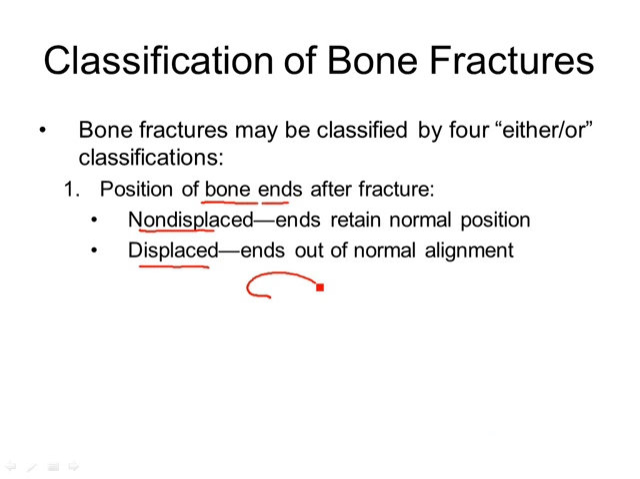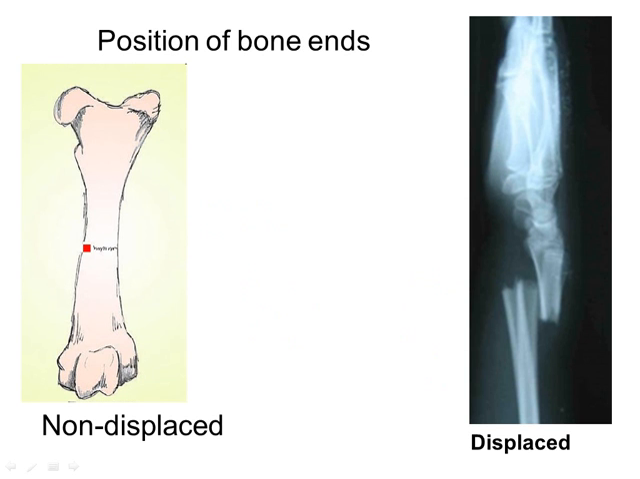Okay, so if this is a fracture, is there a break there? If these ends are still together, then it's non-displaced. If this is your fracture, and they're not together anymore, that's displaced. So they're out of normal alignment. Pretty straightforward. Okay, so here you go. So here's a non-displaced. You can see there's a break there, but the bone ends are still together. Here's an obvious break, but the ends are no longer together, so it's displaced.